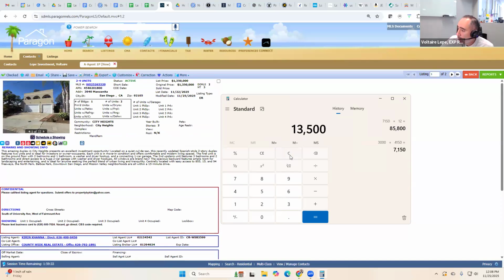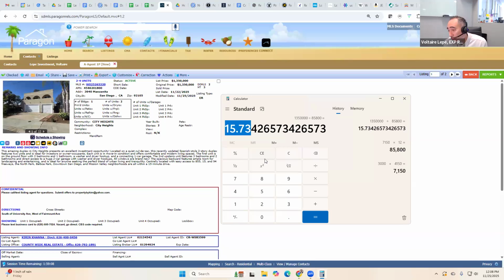Then I'm going to take the list price, 1.35 million divided by 85,800. And if this number is above a 13, it's too expensive. If it's 11 or below, then I definitely need to look at it as a deal. And the number's a 15.7. So again, it's above a 13, so it's definitely too expensive. The only way this is a deal is if this GRM, gross rent multiplier, is closer to an 11, 11 and a half, 10 and a half, somewhere in that range. But it's overpriced. So that's two quick rules of thumb.